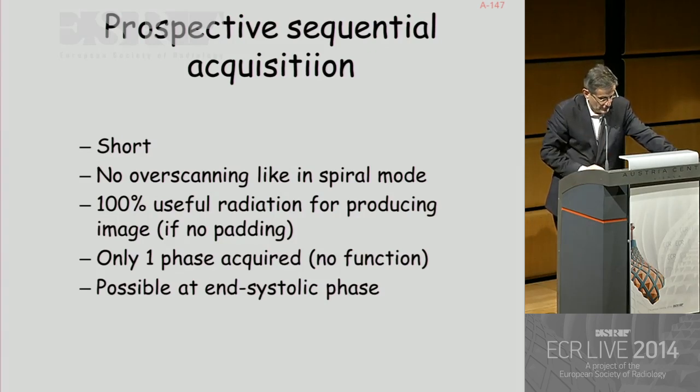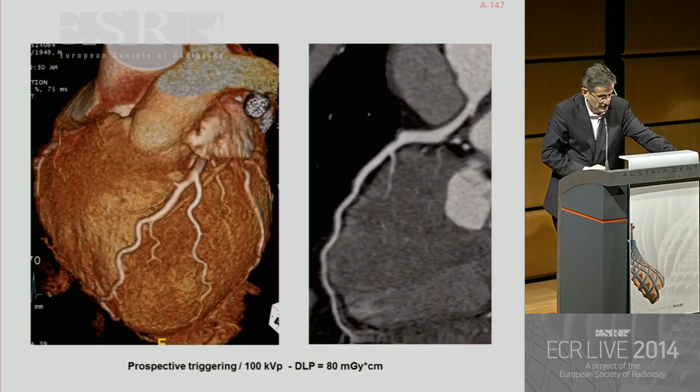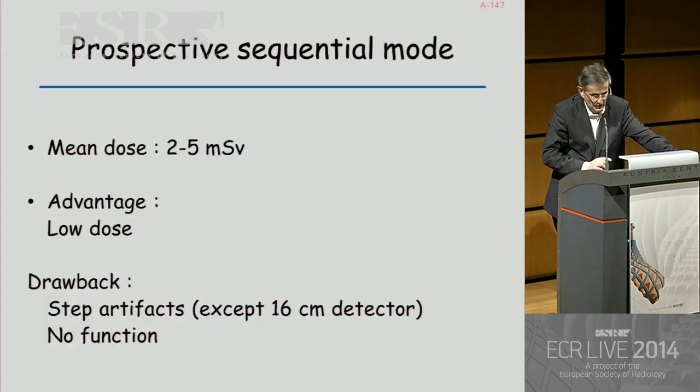But the drawback is that you have only one phase, and this is typically validated in the diastolic phase, but it's also possible to perform prospective sequential acquisition at the end systolic phase. Typically, you can have a radiation dose of 1 or 2 millisieverts using, for example, 100 kVp, and you have very nice image quality. But in real life, it's true that step artifacts are frequent, and there is some limitation in real life.